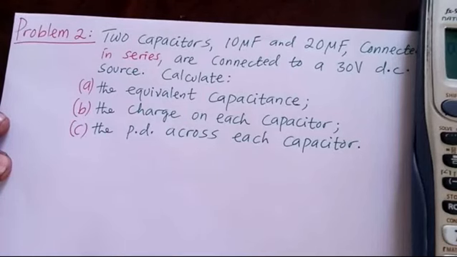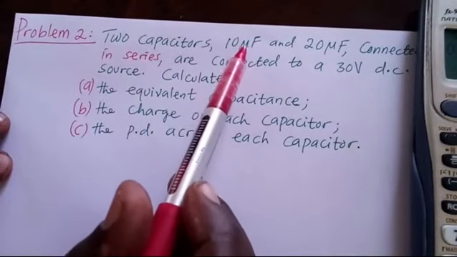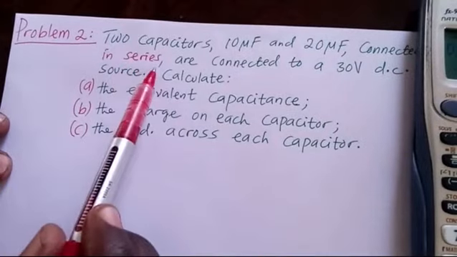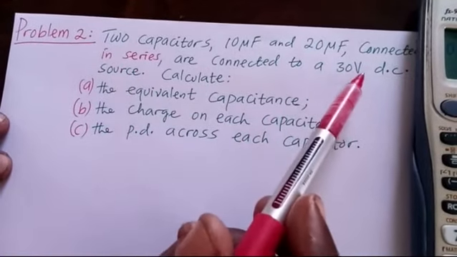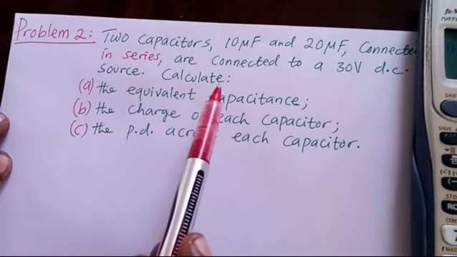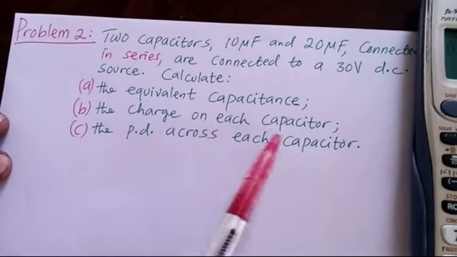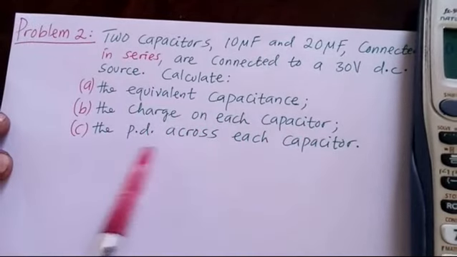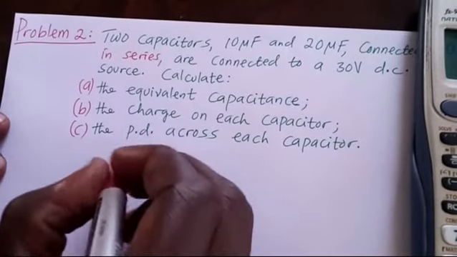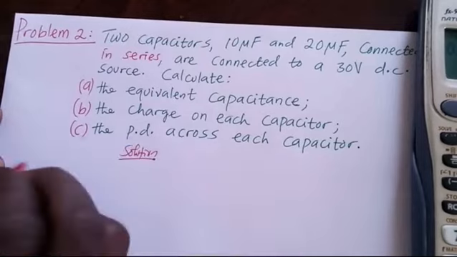Now we take problem 2. Problem 2 says two capacitors, 10 microfarad and 20 microfarad, connected in series are connected to a 30-volt DC source. Calculate the equivalent capacitance, the charge on each capacitor, and the PD across each capacitor. Let us see the diagram first.